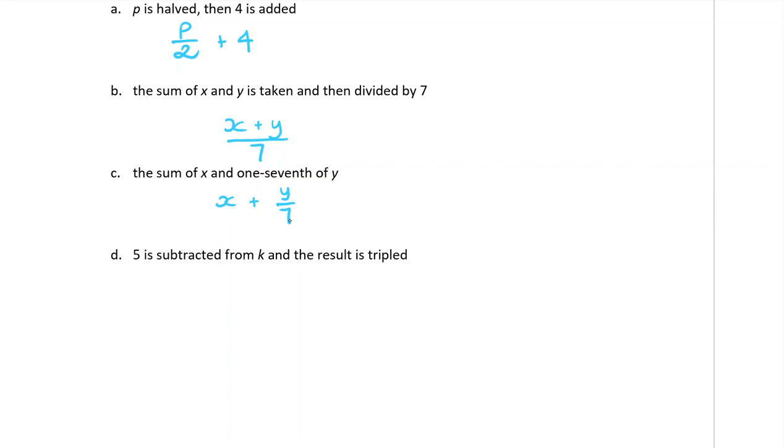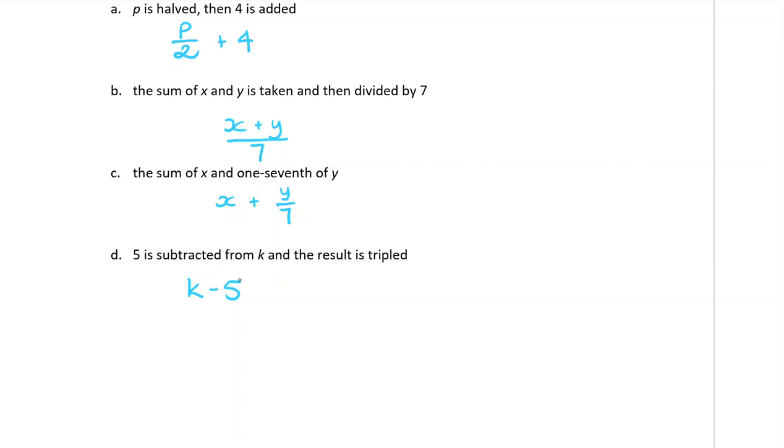Okay, D. 5 is subtracted from. Now, if the 5 is subtracted, I'm going to have a -5 somewhere. It's the one that's getting taken away. What's it getting taken away from? Let's read the rest. It is subtracted from K and the result is tripled. All right, first of all, the 5 is subtracted from the K. There you go, there's the 5 subtracted from the K. And that result is tripled.